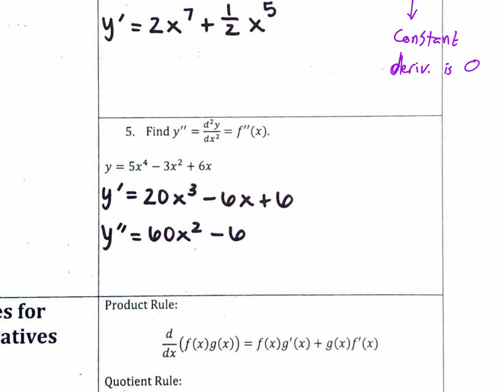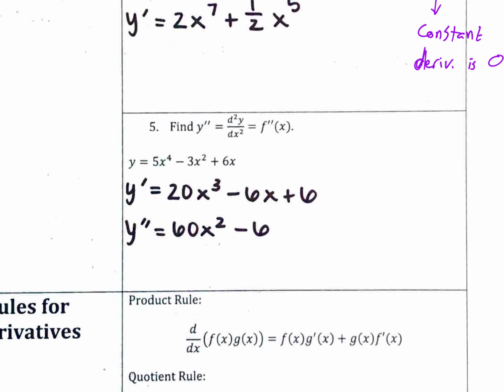All right, number 5 here. Slightly different. This one says find y double prime, or d2y with respect to d2x, derivative of y with respect to the derivative of x, or f double prime. All of this stuff is just saying find the second derivative. That's all that means. So essentially, we're going to take the derivative and then take the derivative of the derivative.